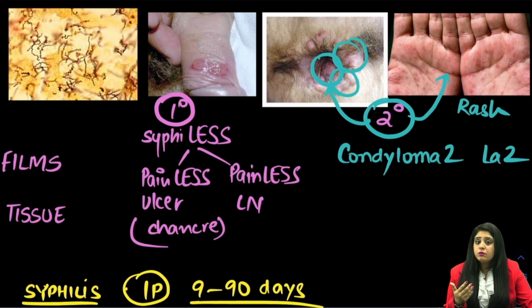Don't confuse it with condyloma acuminatum. Condyloma acuminatum are the warts that you study in surgery, gynecology and pathology. Those are the HPV warts, condyloma acuminatum. This is condylometulatu, which is seen in secondary syphilis.